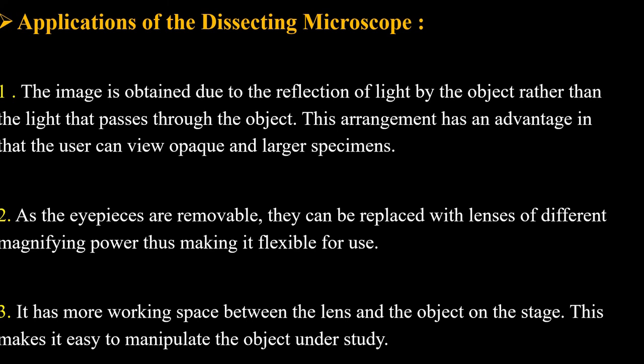Application of the dissecting microscope. The image is obtained due to reflection of light by the object rather than the light that passes through the object. This arrangement has an advantage in that the user can view opaque and large specimens.